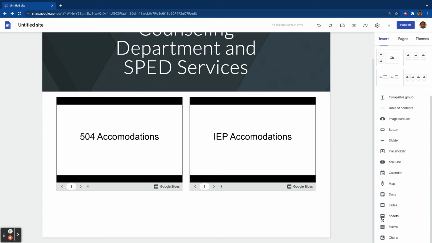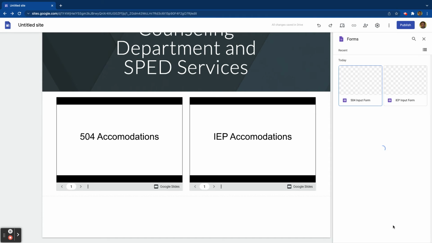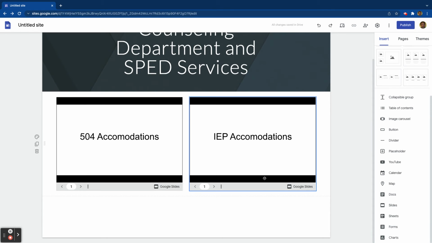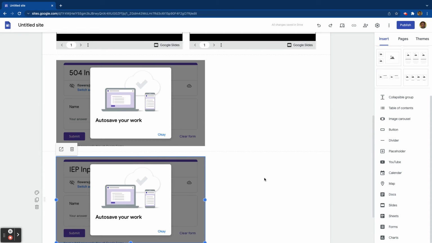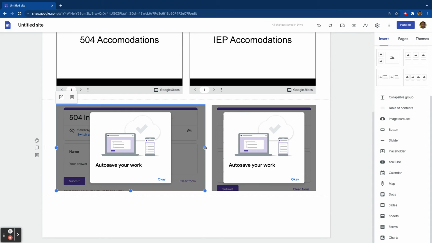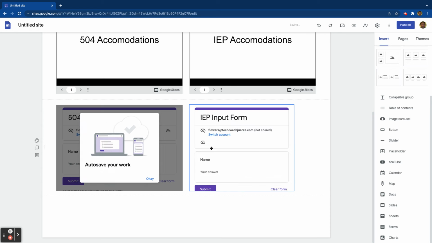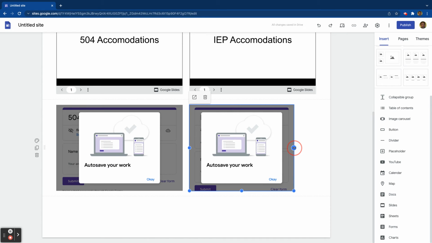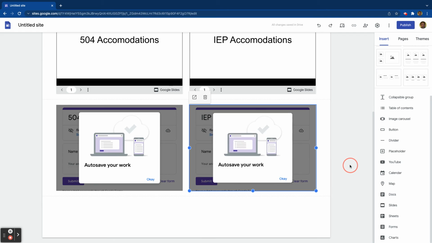So what we're going to do here is we're going to go over here to forms, and we have two forms here, one for 504s, one for IEPs, and we're going to go ahead and put those on the website. And we'll go ahead and put those side by side, make them equal size here for stylistic purposes. There we go. So teachers, when they come to the site, all they have to do is fill out the form right here with their name and all their input information for their respective meetings.